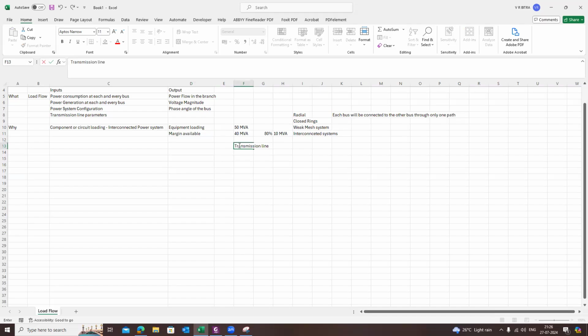Okay, so the transmission line has multiple ratings. If you take a transmission line, it has a continuous rating. It has a short-term emergency rating, which we will call a thermal loading, short-time emergency, and a long-time emergency rating, right? And it has a short-time withstand rating also.